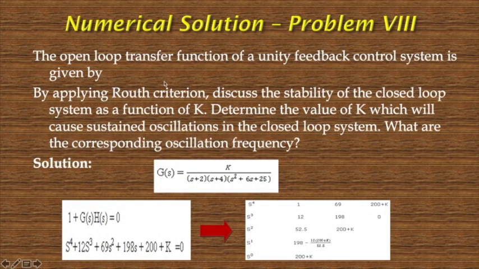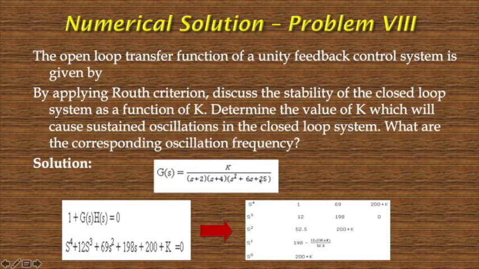So another numerical solution: the open loop transfer function of a unity feedback control system is given. By applying Routh criterion, discuss the stability of the closed loop system as a function of k, and determine the value of k which will cause sustained oscillation in the closed loop system. What is the corresponding oscillation frequency?